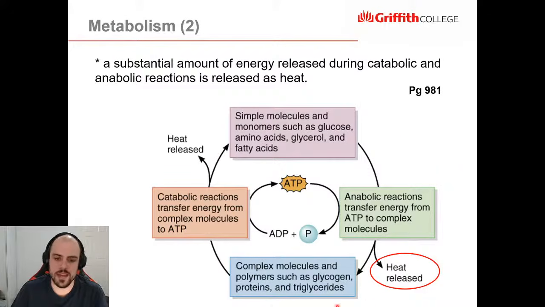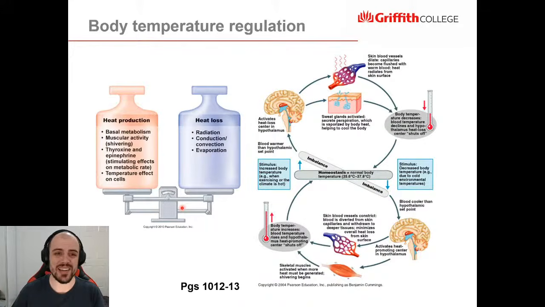So again, this is just vastly oversimplified. So we take these more complicated molecules, we break them down, we release energy from them, and then we can take these simpler forms and rebuild them into the things that we need. Now, not only is that important for us in terms of anabolism and building the key blocks that we need to survive.